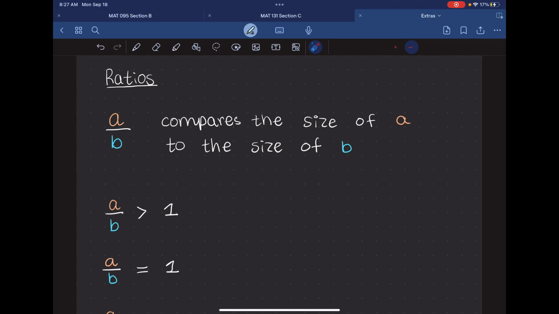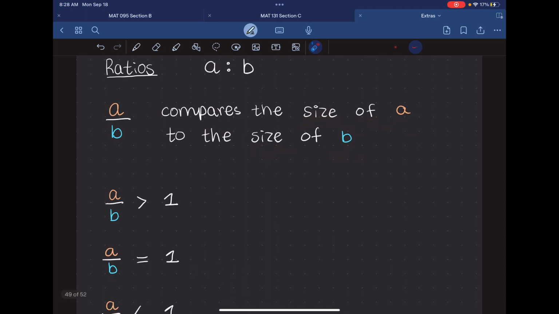All right, so we're just going to talk about ratios for a second. And a ratio basically is a fraction. Sometimes you'll see it written as A to B with a colon. So we have that it's a fraction, and it's going to basically compare the sizes of the two quantities. So if we have A over B, or comparing A to B, we're going to be comparing the size of A to the size of B.